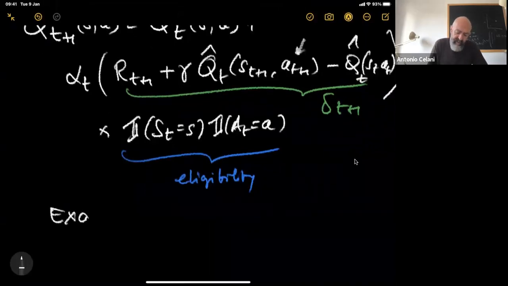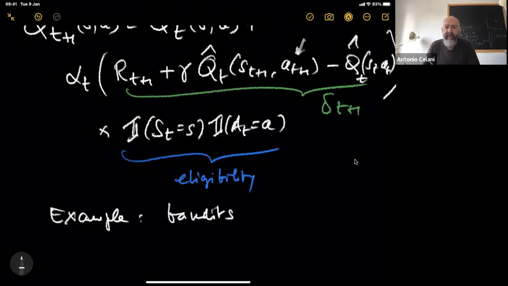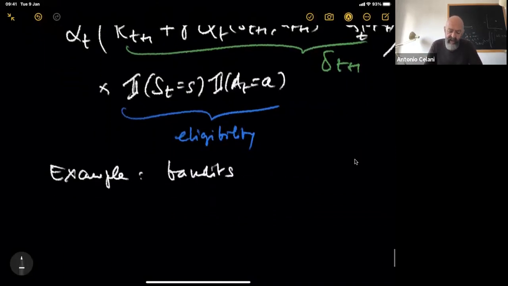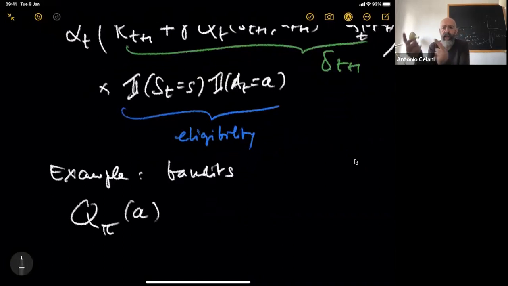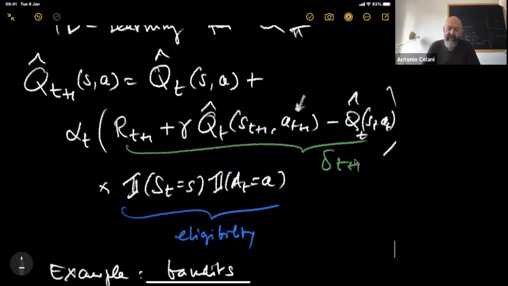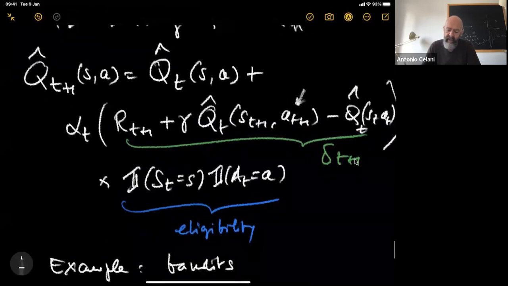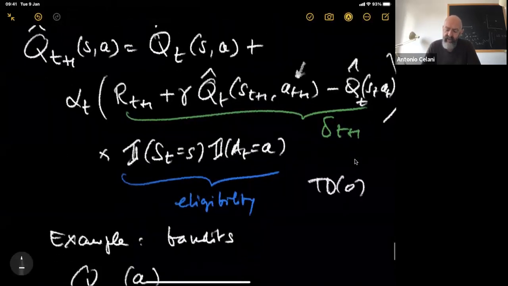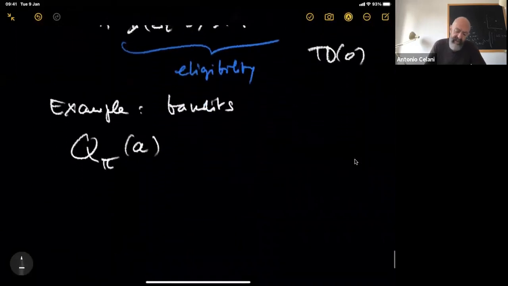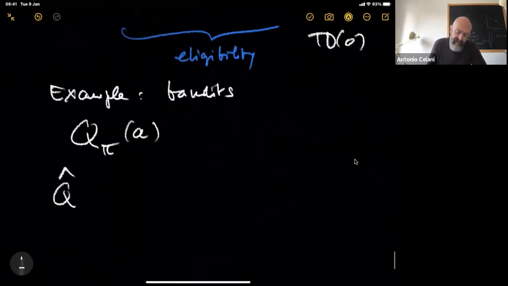So let's go back to our example again with bandits. With bandits now we have a Q function of pi which depends on the actions. So if you have two arms, this will be a vector with two entries. If you have k arms, it will be a vector with k entries. So how does temporal difference for Q work? Let's do that explicitly.